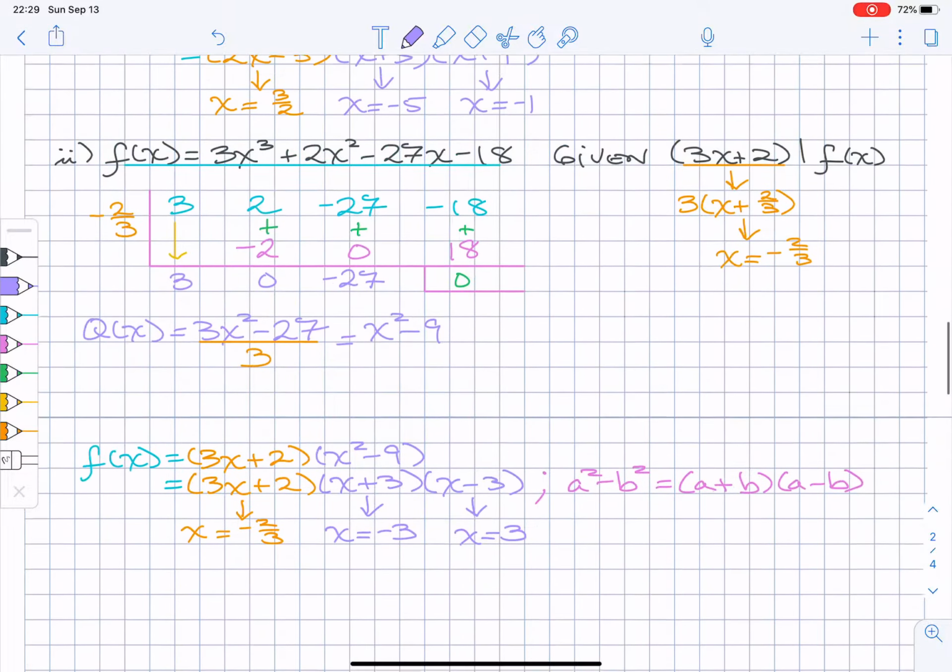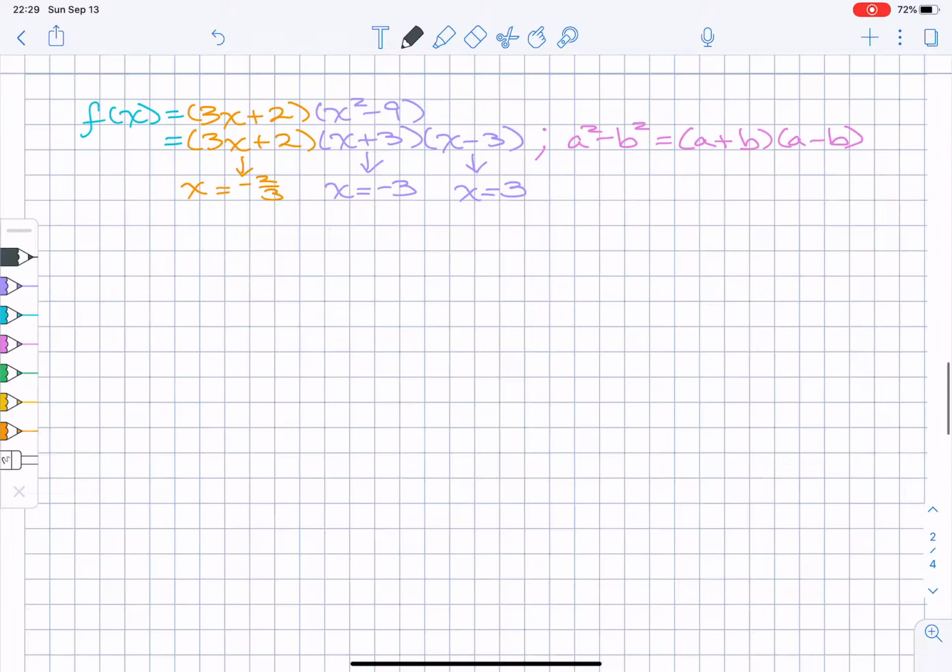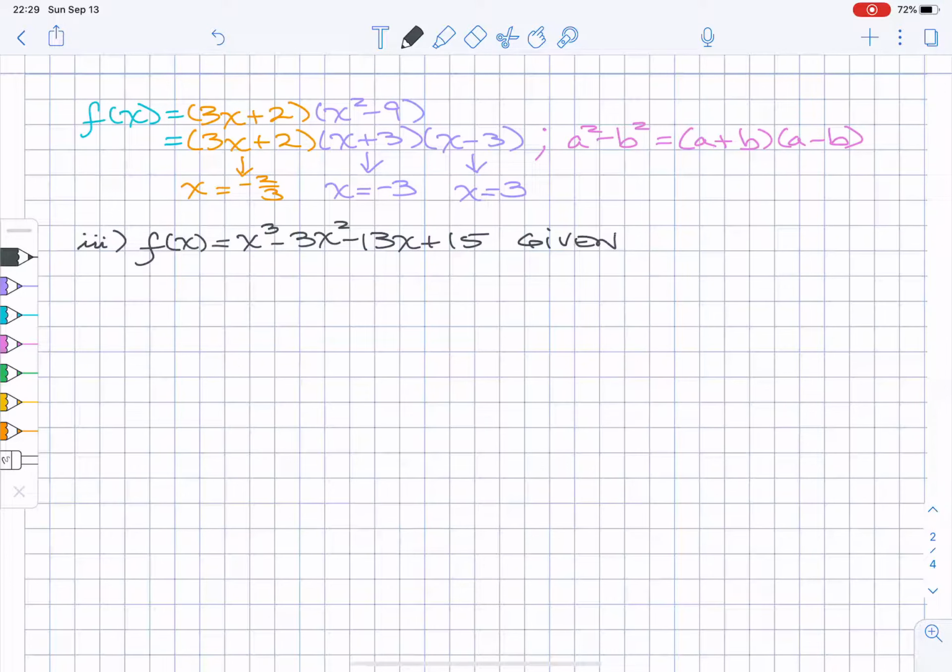Okay, what number was that? Number 2. Let's do one more. Third time's a charm. So 1, 2, 3. Let's say we have my polynomial function is x cubed minus 3x squared minus 13x plus 15. 15, not 5. 15. So given that x minus 1 divides f of x.